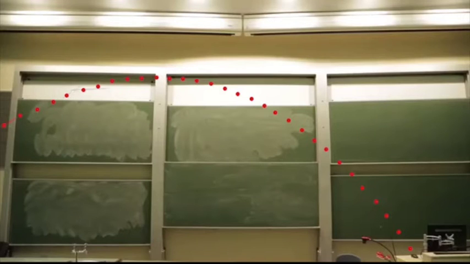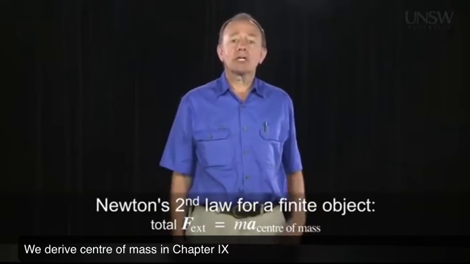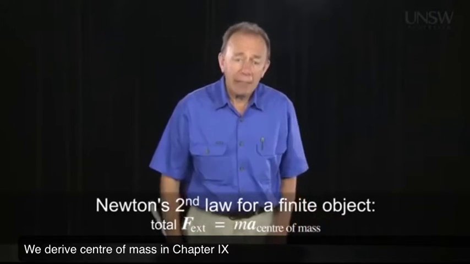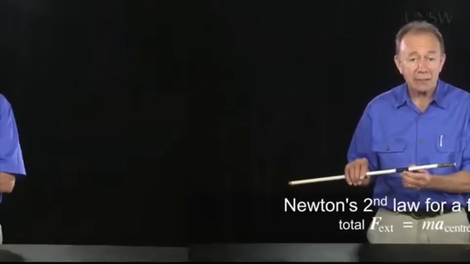Now we see that the centre of mass traces out a parabola. The centre of mass behaves like a particle. So, for a finite or extended object, Newton's second law is just total external force equals mass times the acceleration of the centre of mass.